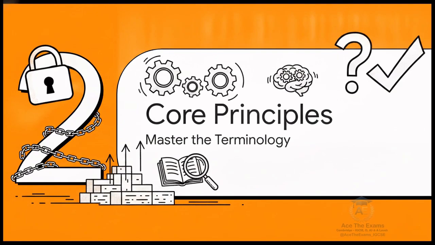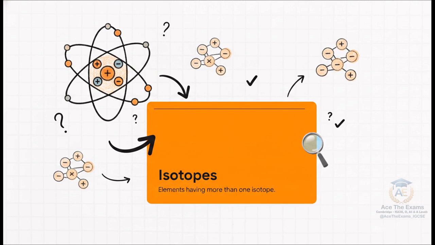Moving right along to Section 2. Core physics principles, mastering the terminology. Listen, before we can even think about building advanced analytical answers, we absolutely must secure our foundation with perfect, non-negotiable definitions. Check out the absolute precision required here. Isotopes are atoms of the same element containing the same number of protons but a different number of neutrons. That exact wording is the absolute key to multi-stage analysis questions.